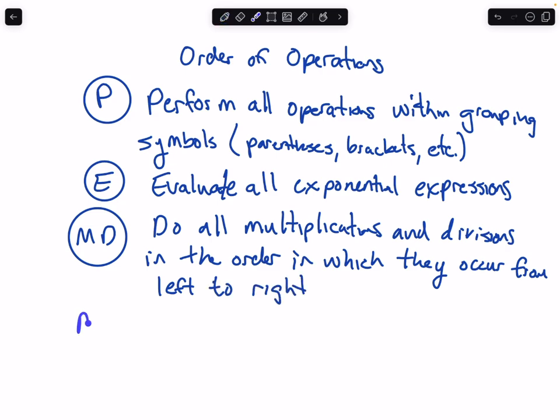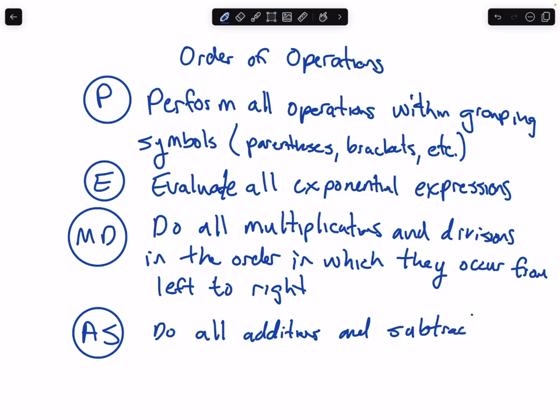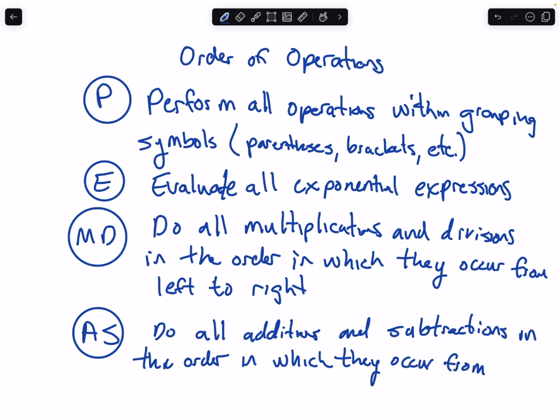And then finally, we do all of the additions and subtractions together. So we do all additions and subtractions in the order in which they appear from left to right.